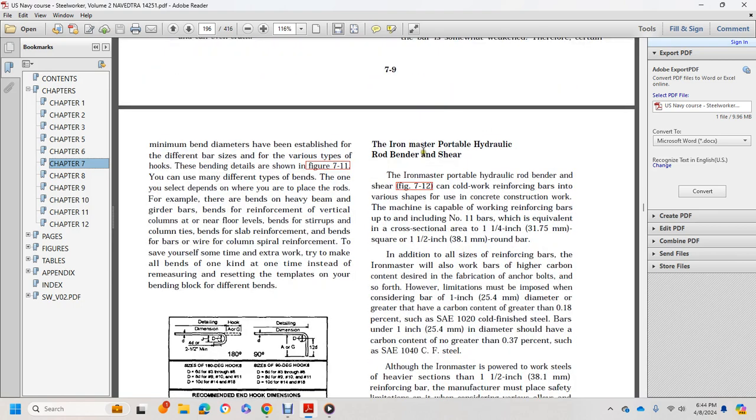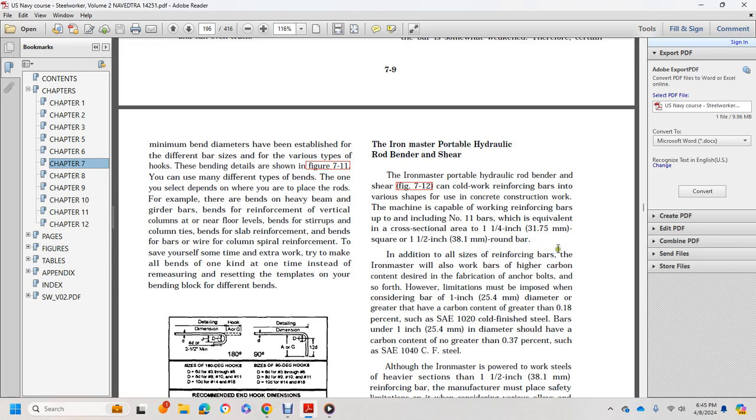Iron Master Portable Hydraulic Rod Bender Shear. The Iron Master Portable Hydraulic Rod Bender Shear is used to cold work reinforcement bars into various shapes for concrete construction work. The machine is capable of working reinforcement bars up to and including number 11 bars, which have an equivalent cross-section area of 1 1/4 inch square and 1 1/2 inch round bar.